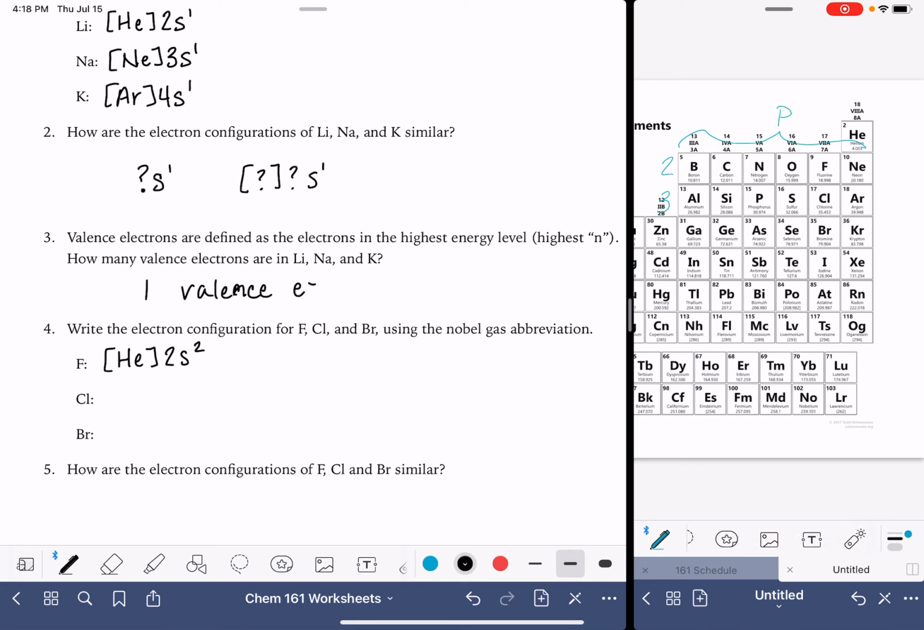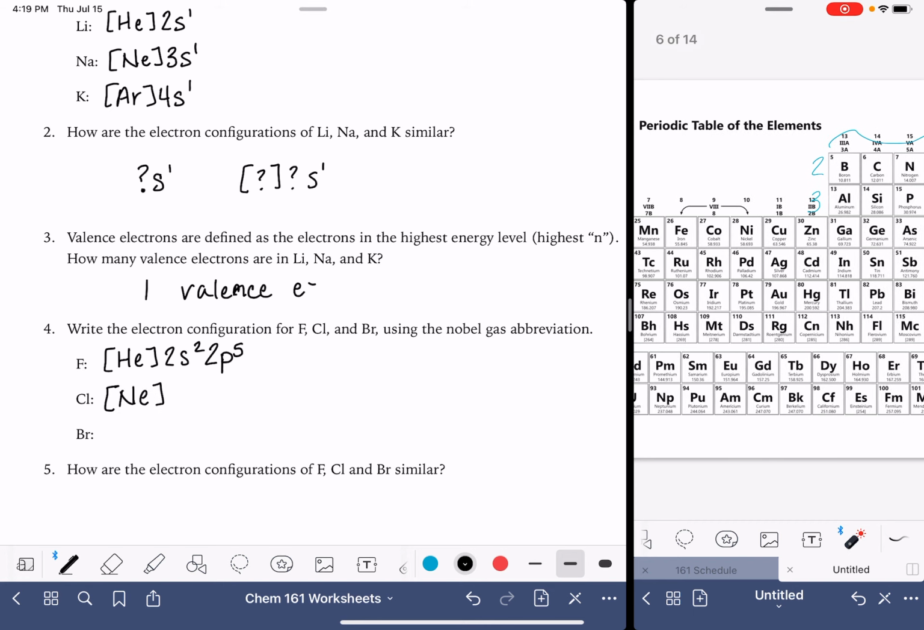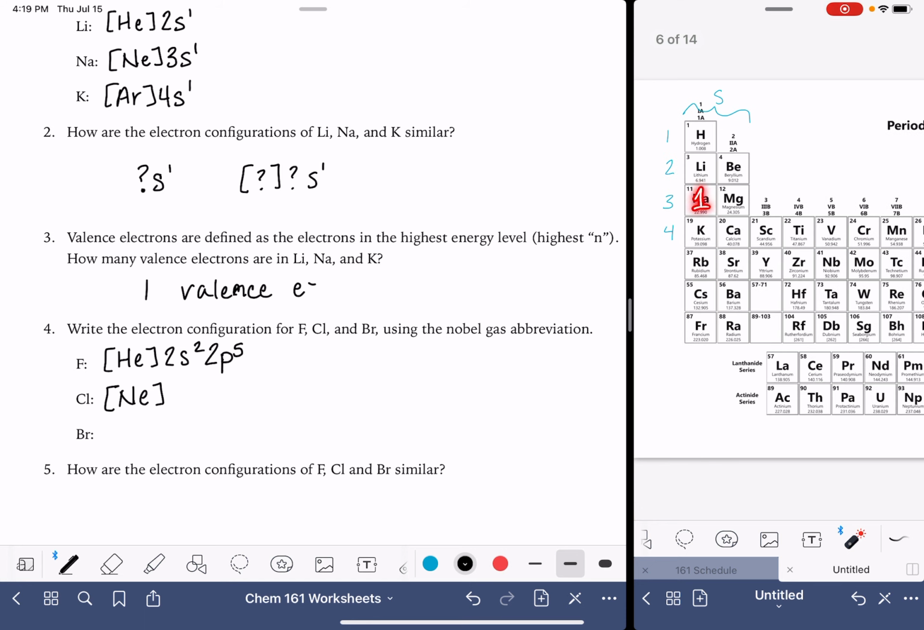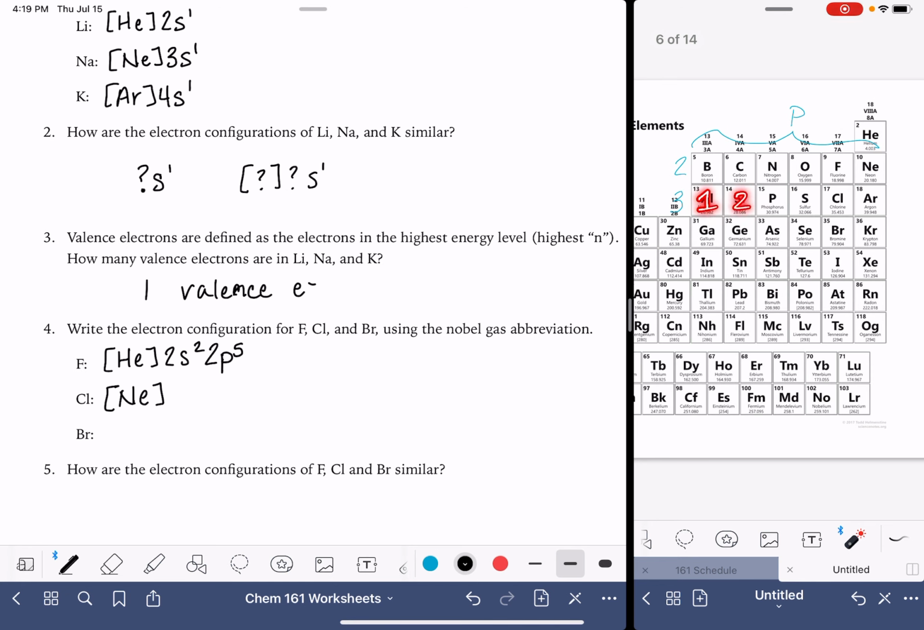So working our way towards fluorine, we have 2, we're in the 2p, and we have 1, 2, 3, 4, 5, so that's 2p5. For chlorine, the previous noble gas is neon. To get from neon to chlorine, we have to work our way through the n equals 3 level. We have 2 electrons in the 3s, and we have 1, 2, 3, 4, 5 electrons in the 3p. So that's 3s2 3p5. For bromine, our previous noble gas is argon.